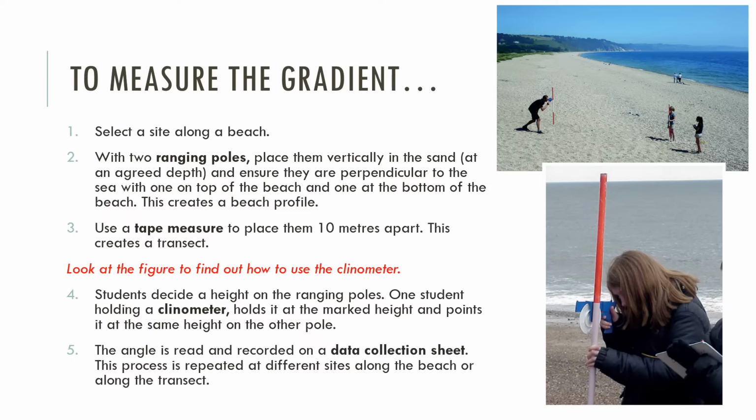So moving on to point 4, students decide a height on the ranging poles. One student holds a clinometer at the marked height and points it at the same height on the other pole. The angle is read and recorded on the data collection sheet. This process is repeated at different sites along the beach or along the transect. So again, I've included those things about what to include and merged the two mark schemes together.